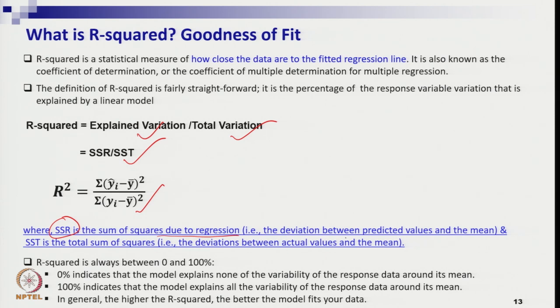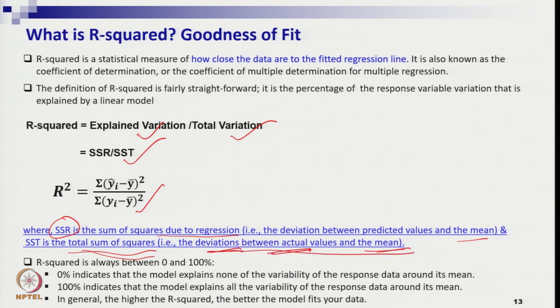which is nothing but the deviation between the predicted value and the mean value of the data. You might ask how to understand the mean value of the entire dependent variable Y data. This is the SSR: the deviation between the predicted value and the mean value, divided by the SST, the total sum of the error. So this is the SST. What is that? It is nothing but the deviation between the actual value and the mean.